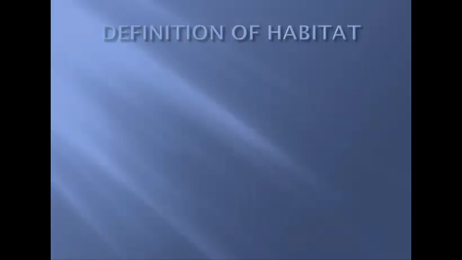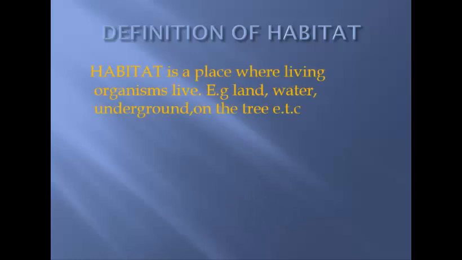Definition of habitat. Habitat is a place where living organisms live, e.g. land, water, underground, on the tree, etc. A habitat is just a space occupied by living organisms.